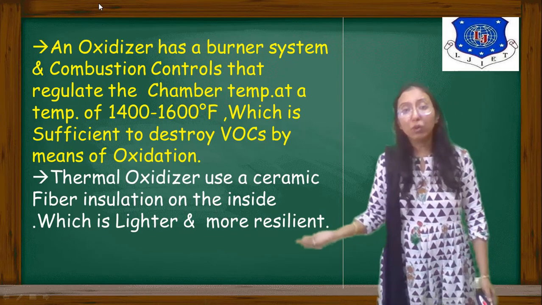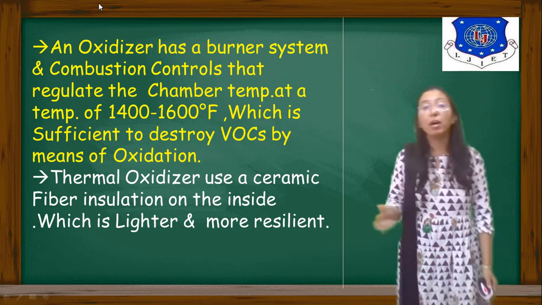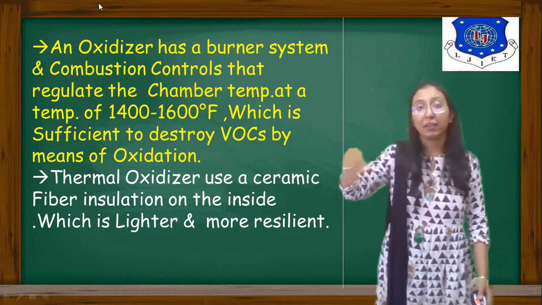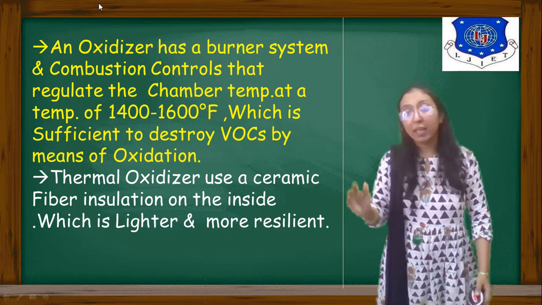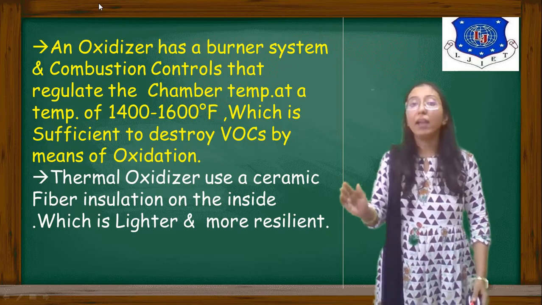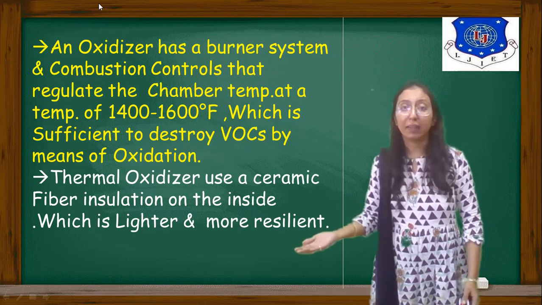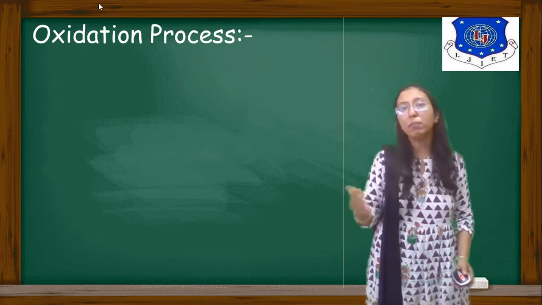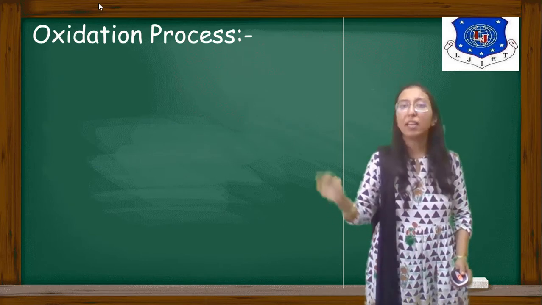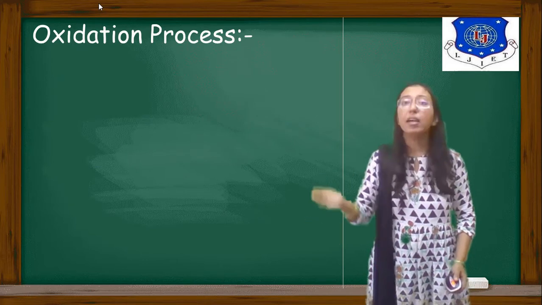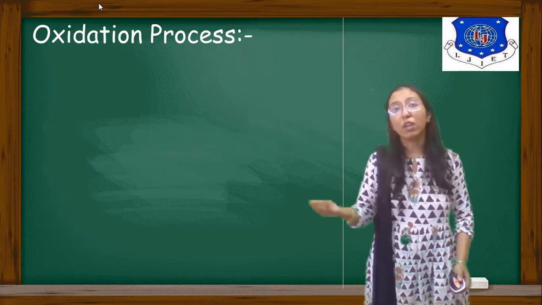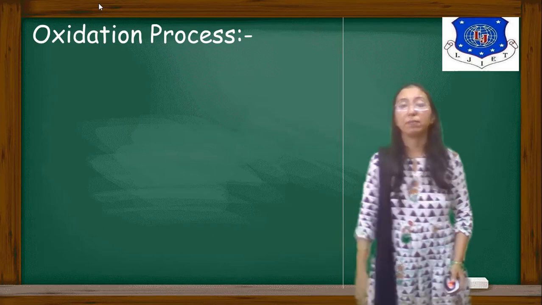Thermal oxidizers use a ceramic fiber insulation on the inside, which is lighter and more recyclable. The oxidation process we will see in the video. This video is regarding the process of the thermal oxidizer.